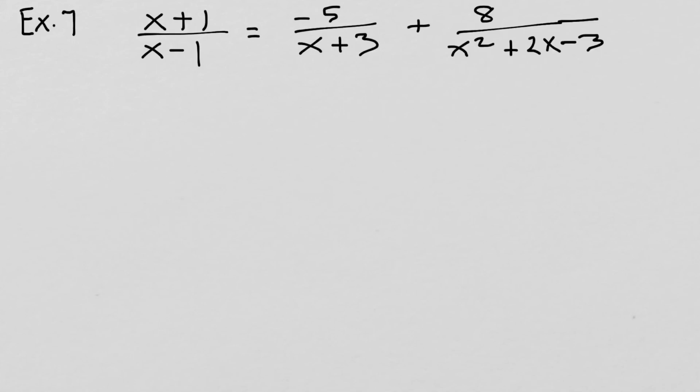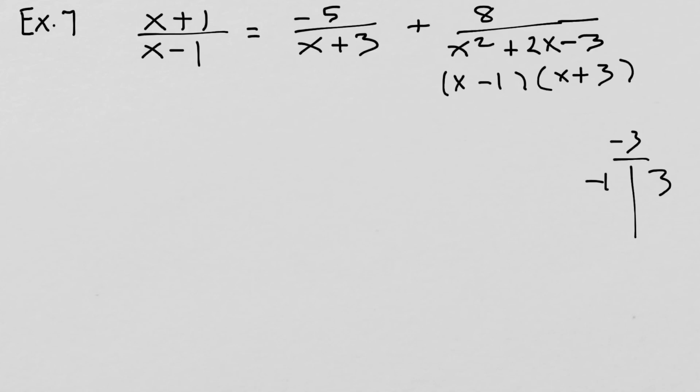So first thing we're going to do here is we're going to find the factors of x squared plus 2x minus 3. So 1 and 3, I need a positive 2 in the middle, and they need to multiply to give me negative 3. So x minus 1, x plus 3. All right, so those are my factors I need.